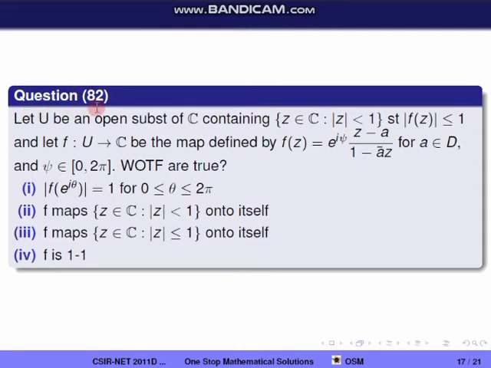Next question, question 82. Let U be an open subset of C containing the set of all z in C such that |z| < 1 such that |f(z)| ≤ 1, and let f from U to C be the map defined by f(z) = e^(iψ)(z - a)/(1 - ā z) for a an element of D and ψ an element of the closed interval 0 to 2π. Which of the following are true? So we have defined here a map. We have to find which of the following options are true.